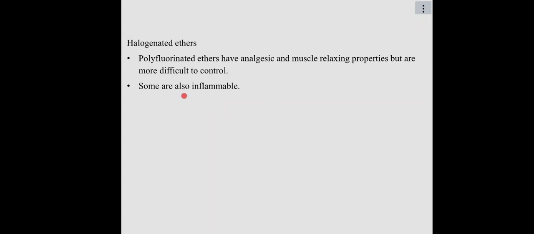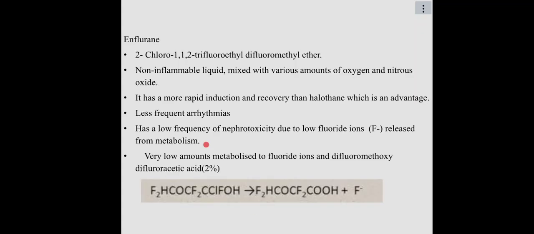So halogenated ethers, these are polyfluorinated ethers, have an analgesic and muscle relaxing property that is good, but are more difficult to control. Some are also inflammable. So again, as we have said, you cannot have everything. You will have some positivity and also some negativity. And it is important when you know the negatives, because when you know the negatives, you know how to control, to reduce any hazards. Enflurane, so we look at the first one, which is enflurane.